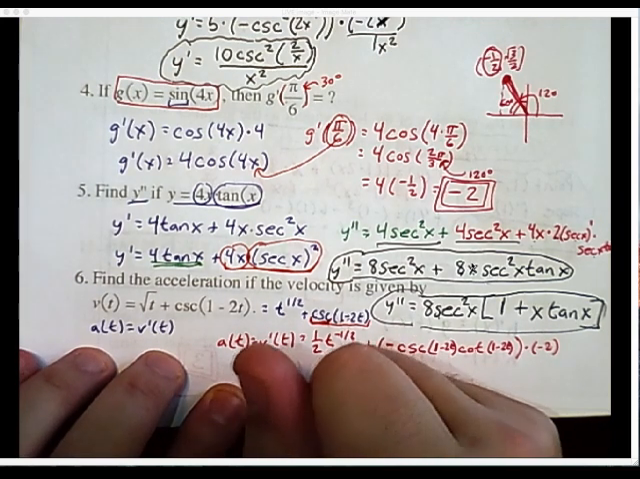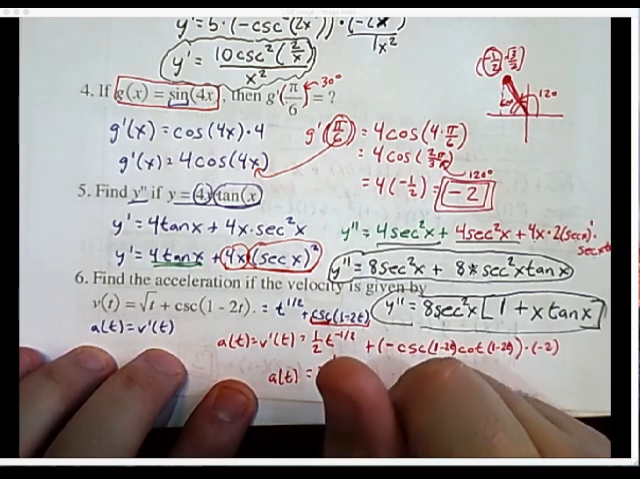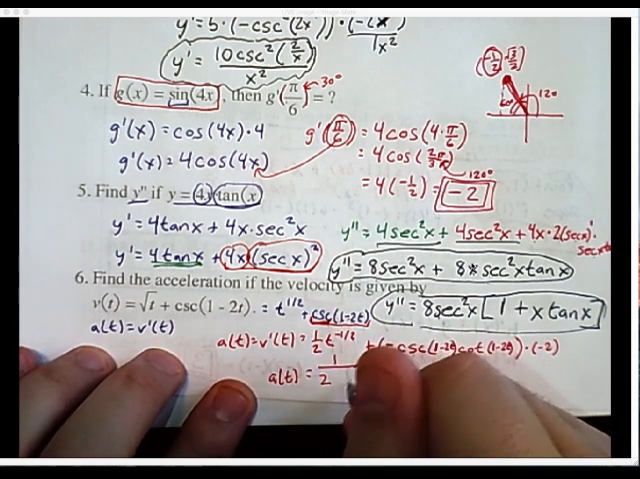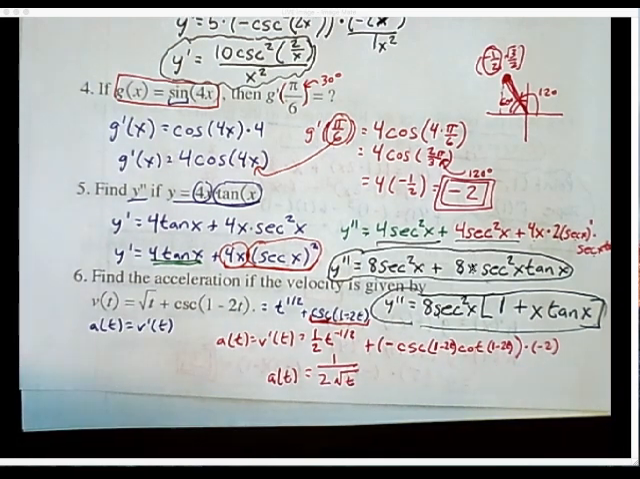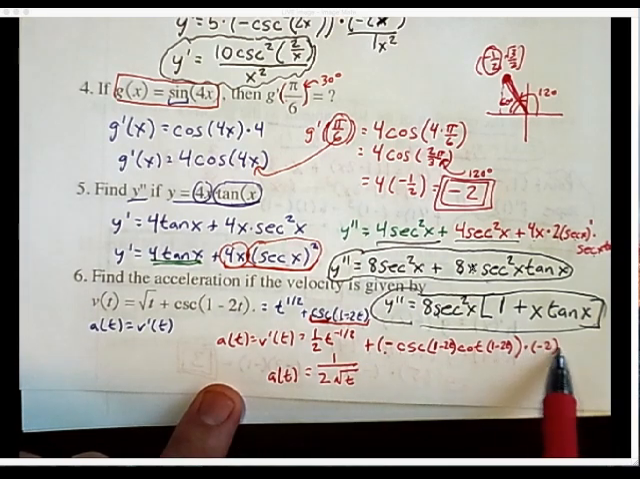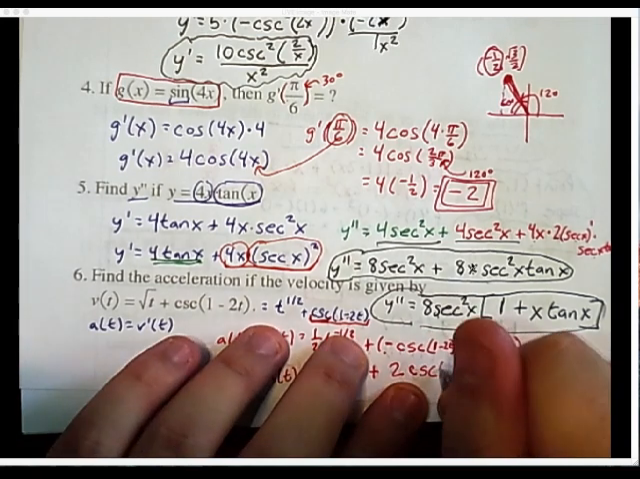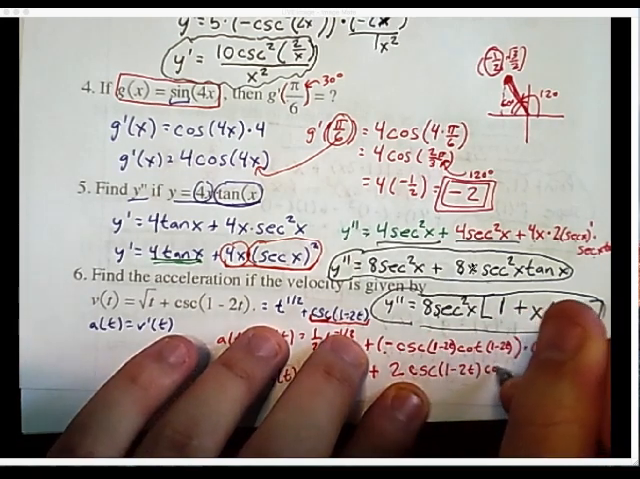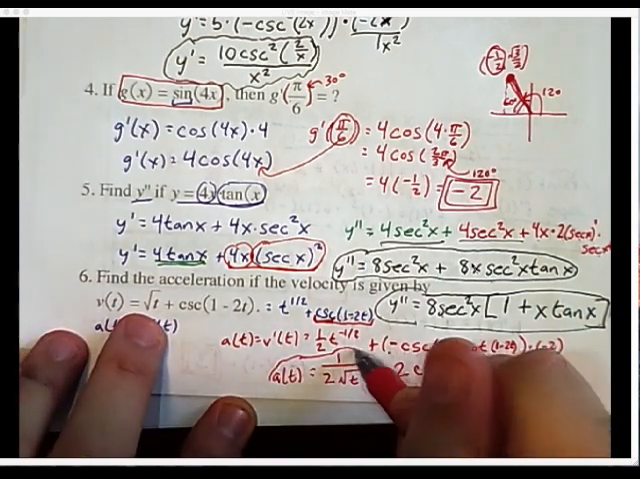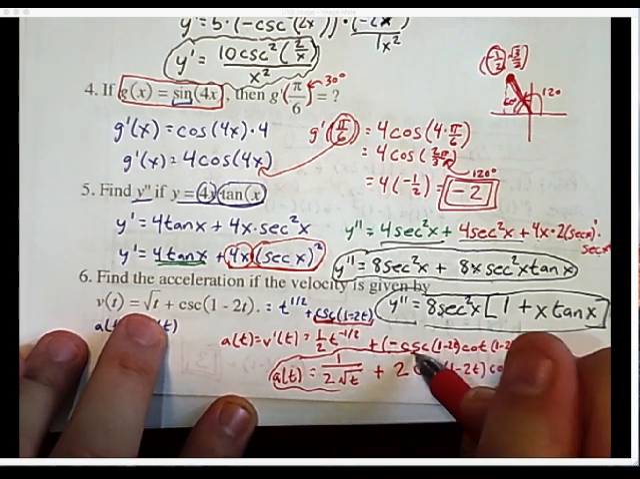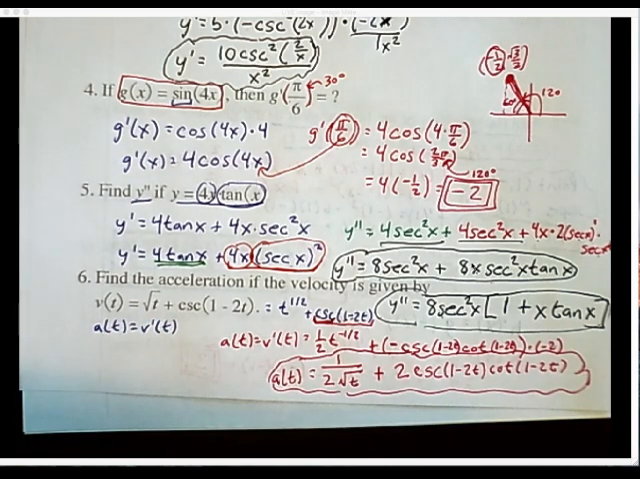So here, the acceleration, if I want to write it a little bit nicer, I can say 1 over 2. The t to the positive 1/2 comes to the denominator, which I can also just write as square root of t. Okay, I have a negative here times a negative 2. That's going to end up being a positive 2 cosecant of 1 minus 2t cotangent of 1 minus 2t. If I really cared, I could get a common denominator, but that's probably good enough. So I could leave it like that.